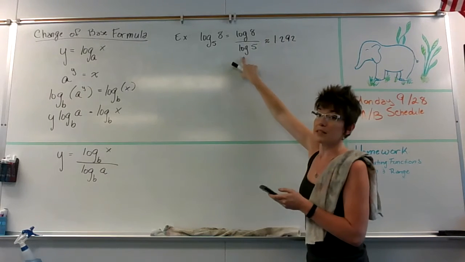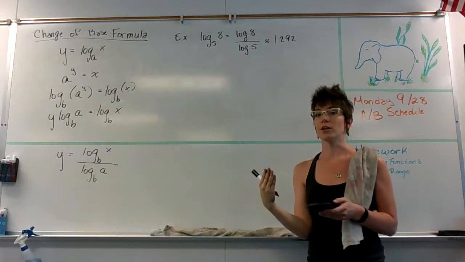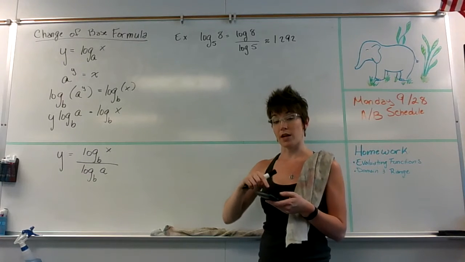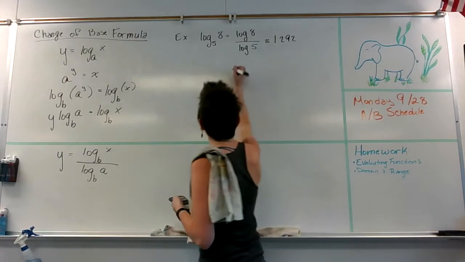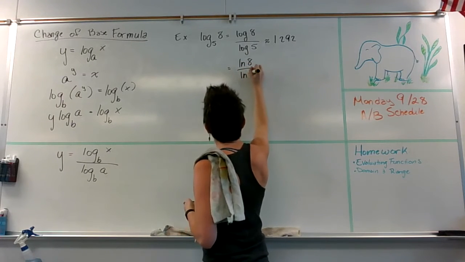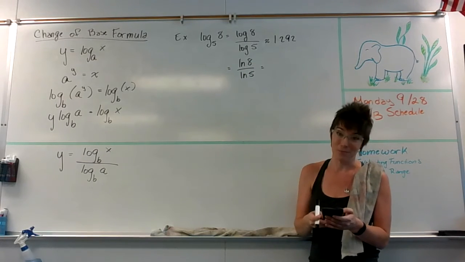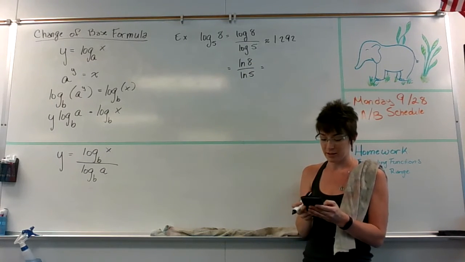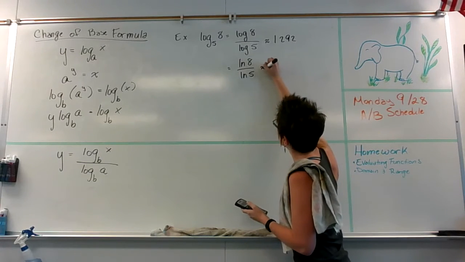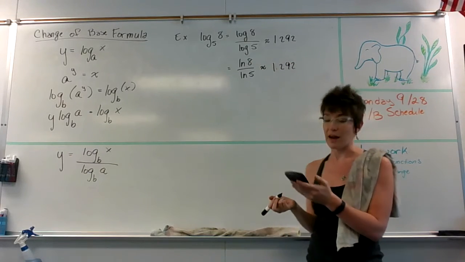This would be an exact answer. This is an approximate answer. I want to convince you that using any base would work. So I want you to do the same problem on your calculator again, but using natural logs. So ln of 8 divided by ln of 5. And what would that give me? Well, it should be the same number, but confirm that for yourself. So divide by natural log of 5. And yes, I get an approximation of 1.292. It is, in fact, the same number.